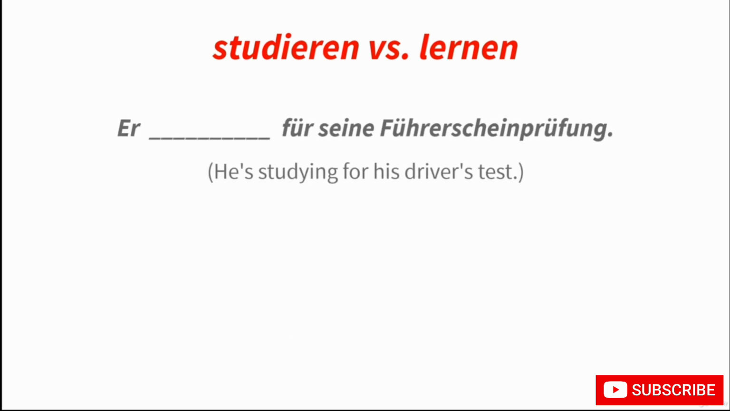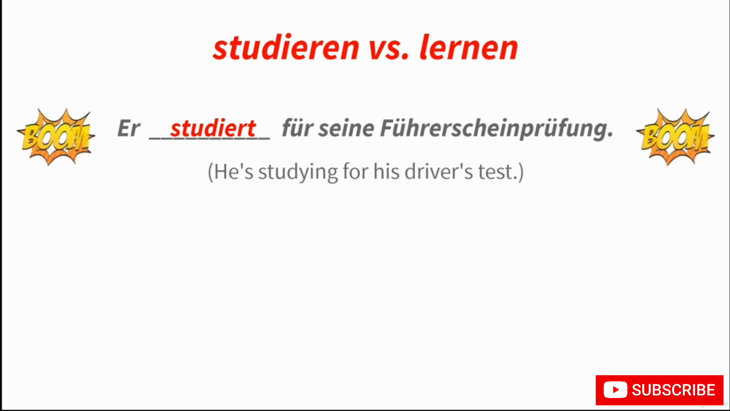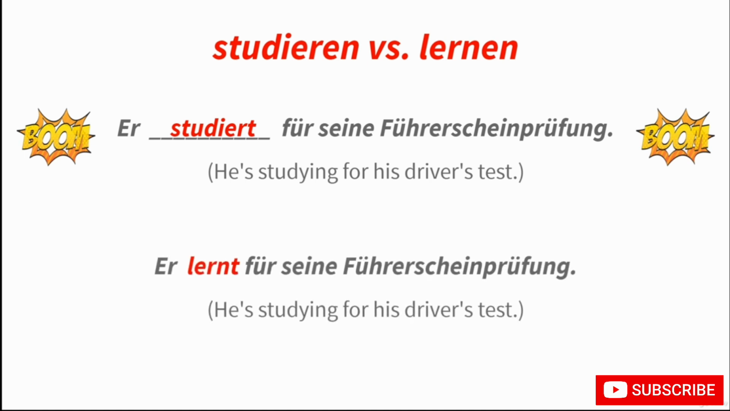In English, this sentence means he is studying for his driver's test. When we think in English, then it must be automatically studiert. Why? Because he is studying for something. But it is false. Why? Because when we are studying for something, lernen must be used, not studieren. Studieren is used only for a college, not for an exam.